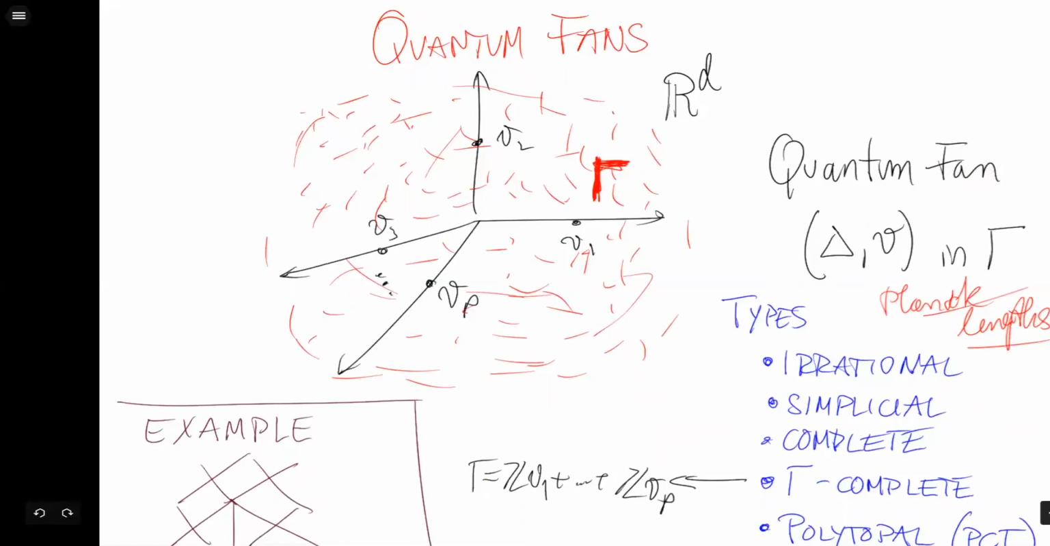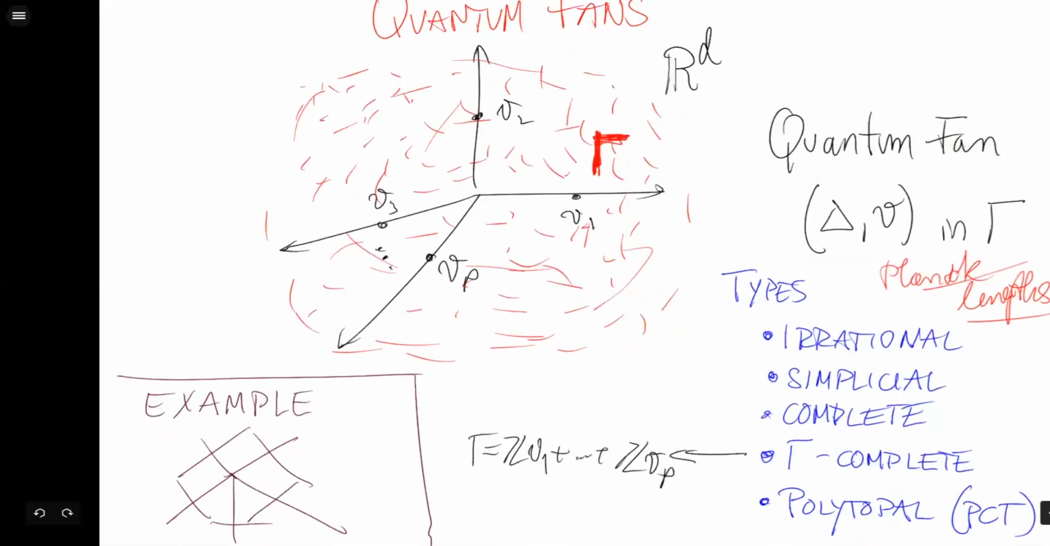But whatever it is, they are marked points on the one skeleton of the fan. Now, just as in the classical case, these fans can be rational or irrational. Well, in the classical case, they were rational. Now they could be irrational. They could be simplicial or not simplicial, just like in the classical case. They could be complete or not complete, just like in the classical case.